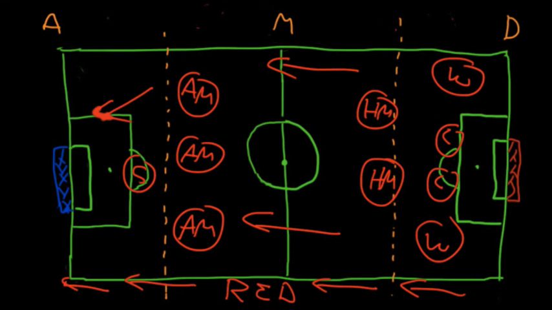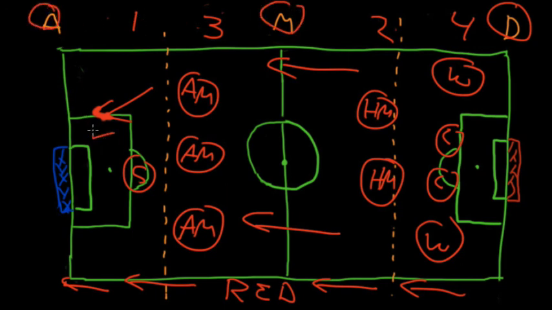There's a red team on the field too, and if they're playing a 4-2-3-1 configuration, this is how they're going to line up. Again, this is the defending part of the red side of the field, midfield for red, and then the attacking part of the red field is actually by the blue goal.